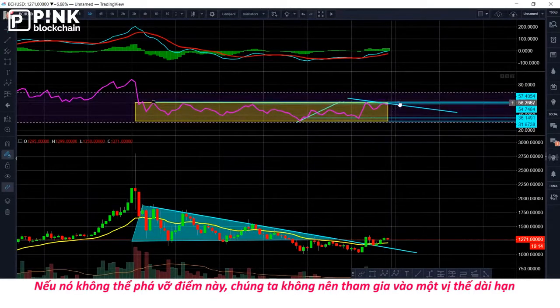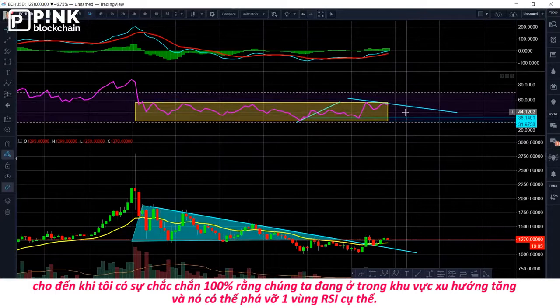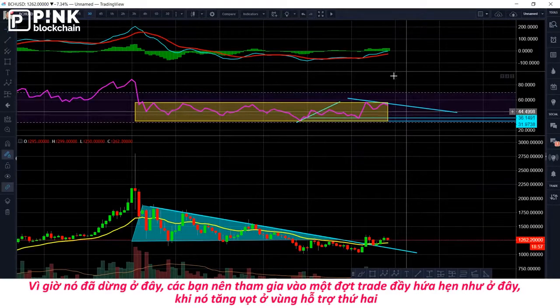But nevertheless, it's still a very neutral zone that we are in. Unless we break out of here where the RSI is, I got no reason at all to enter a long position. I'm going to enter a short position, guys. I don't enter long positions until I get 100% confirmation that we are actually in an uptrend and we break out of my specific RSI zones that I've indicated, okay?